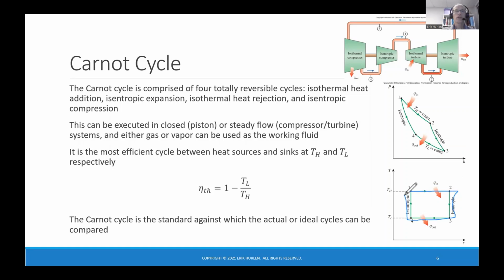This cycle can be used in either a closed setting, such as a piston cylinder device, or an open setting, such as a compressor turbine arrangement. Also, both gas or vapor cycles can be modeled using this approximation. Because it is fully reversible, it is the most efficient cycle between two heat reservoirs at specified temperatures, T_H for the hot reservoir and T_L for the cold reservoir. The efficiency in this case is given by η_th equals 1 minus T_L over T_H. Note that because these are all totally reversible, this is only a hypothetical cycle that could never be achieved in real life. But like other idealized scenarios, it provides a benchmark to which other cycles can be compared.